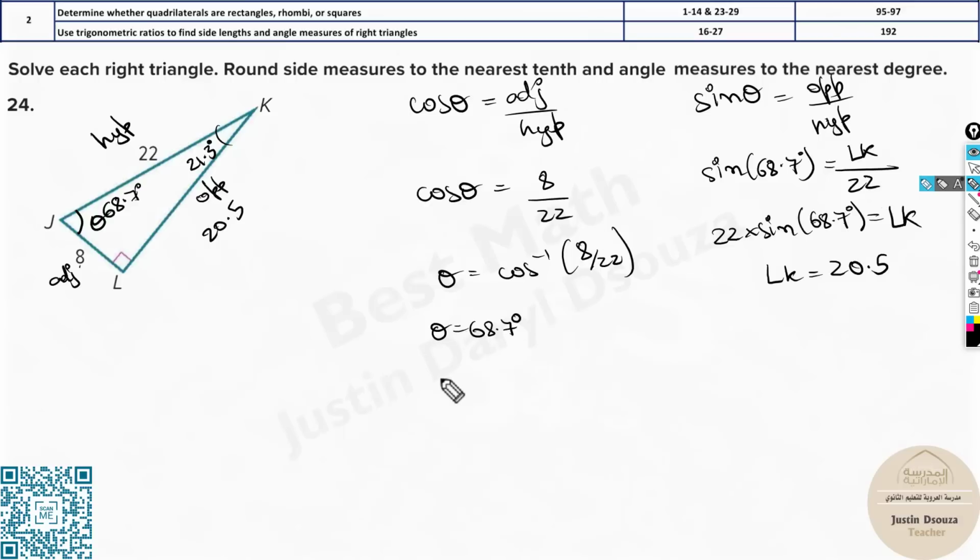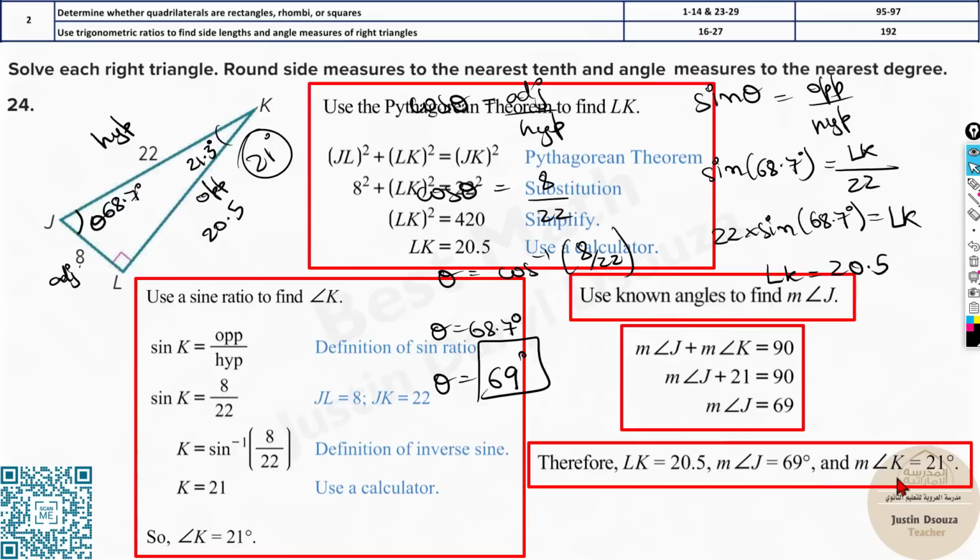This means we have to take the entire degree. Theta is how much? 69. Make it to the next degree. Now here, theta is 21 degrees, because it's 3, it's less than 5. So we keep it as 21 degrees. Very important thing which I just didn't realize until now. In the question it was mentioned, so please make sure you do that accurately.